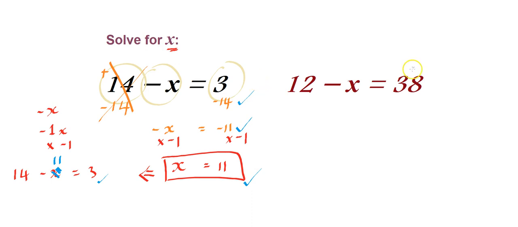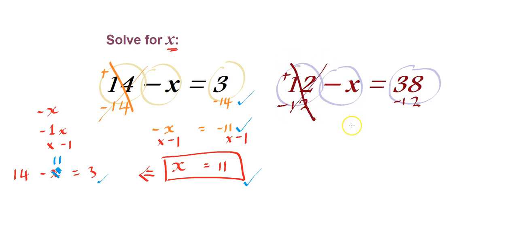For the second equation, we've got plus 38 as a term, minus x as a term, and plus 12 as a term. So this is going to be very similar to the previous equation. So we want to minus 12, because that is the opposite of plus 12, and we do that to both sides. So that cancels out to 0. We're left with minus x equals, what is 38 minus 12? Well, that gives us positive 26, right?